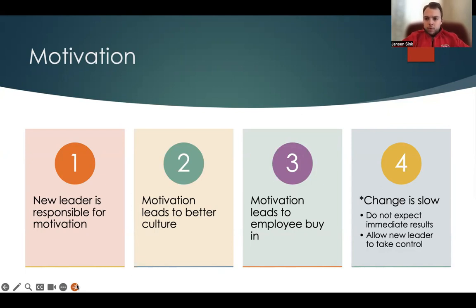Number 4 there is really important to understand, though. Change within a company is slow. It does not happen right away. So when executives go in and they start meddling, they can't expect immediate results. This team is in very extreme disarray, so it's going to take a while to get to the point where they can see the results they want. And they also need to let this new leader come in and take control. It's going to take time for the team to warm up to the leader, for the leader to warm up to the team, for them to move as one cohesive unit. So just remember that as they make this change, it's going to be slow.